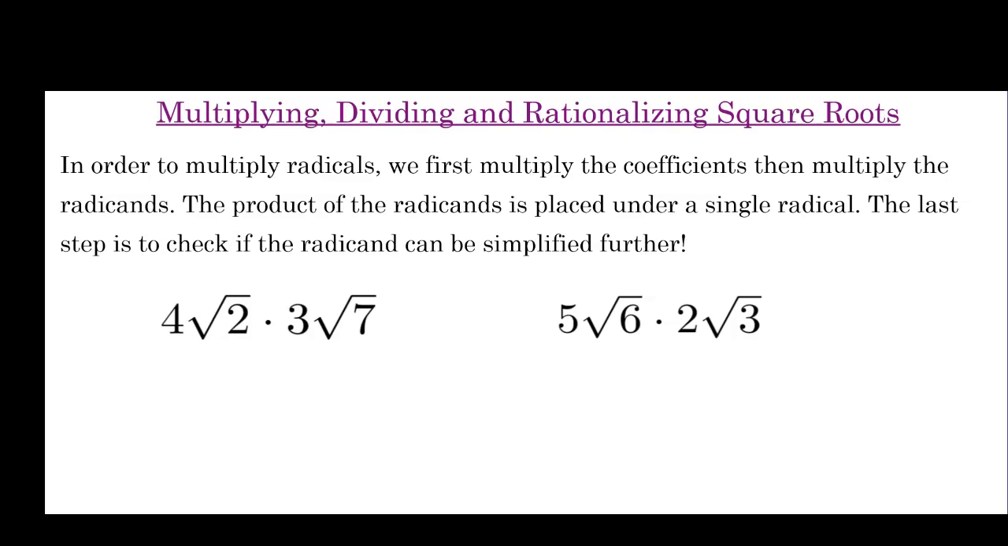So in order to multiply radicals, we first multiply the coefficients, then multiply the radicands. Put differently, we're going to multiply the numbers in front of the radicals together, then separately multiply the numbers inside of the radicals together. That product of the radicands, the numbers inside, is placed under a single radical, and the last step is to check if the radicand can be simplified further. So let's look at two examples to see how this works.